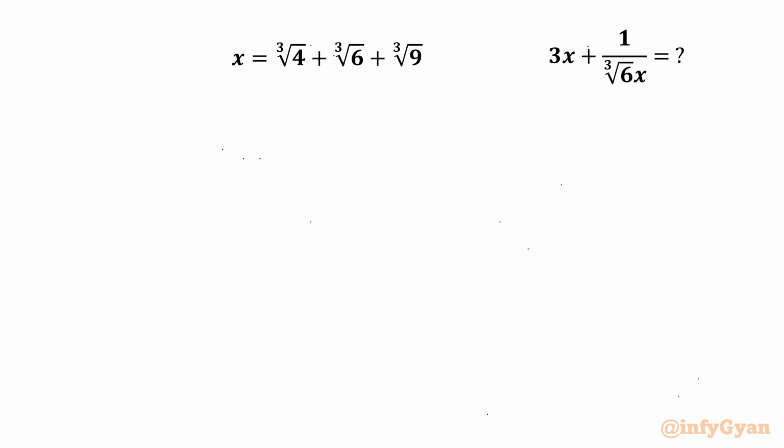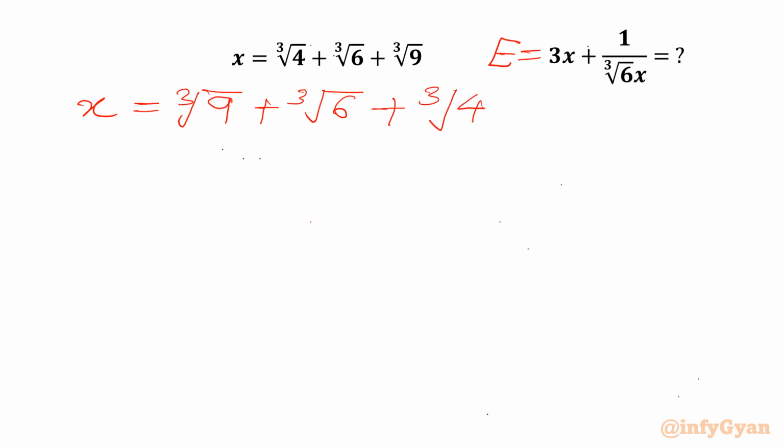In this video, we have one very interesting question from radical expressions. Here we have to evaluate (3x + 1) over cube root of 6 times x. Let's say this expression is E, if x is cube root 4 plus cube root 6 plus cube root 9. So let us write x equal to cube root 9 plus cube root 6 plus cube root 4.